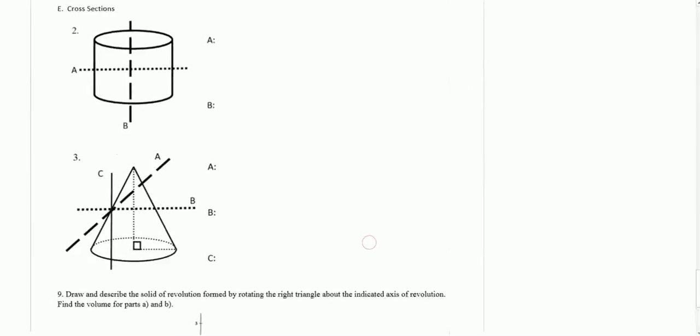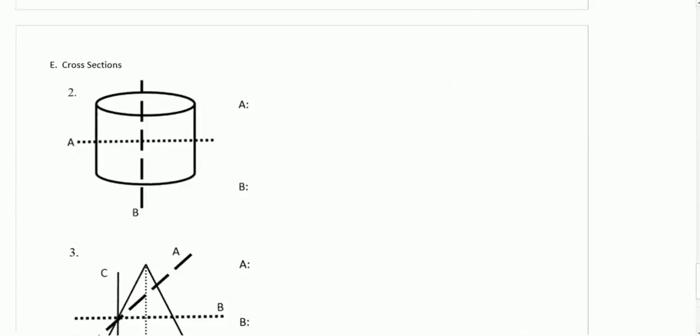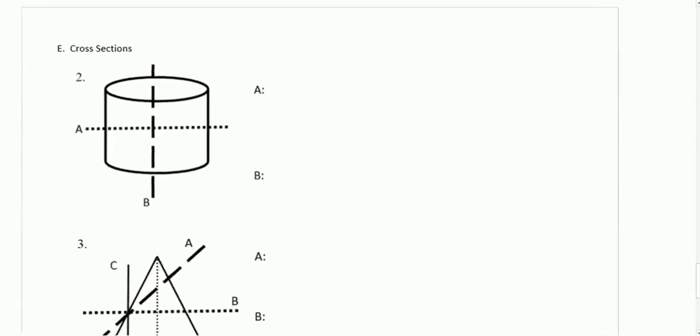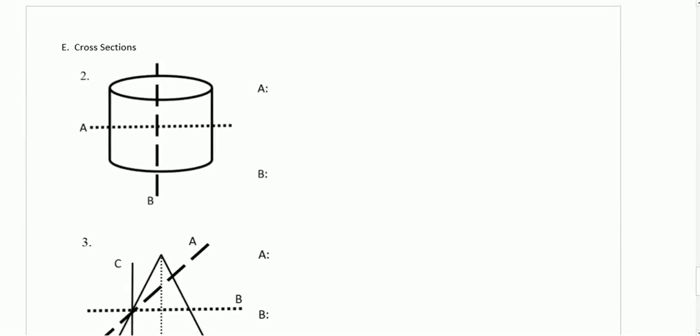Section E on cross sections. This is taken from the 5th section in Unit 9, and we're looking at number 2 from that worksheet. We have a cylinder here, and A is going to cut this cylinder horizontally. B, we're going to cut it vertically, and we want to see what shapes we have.